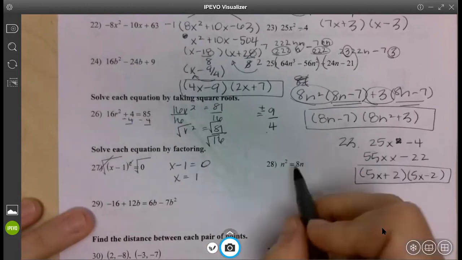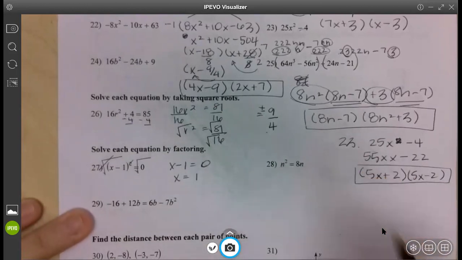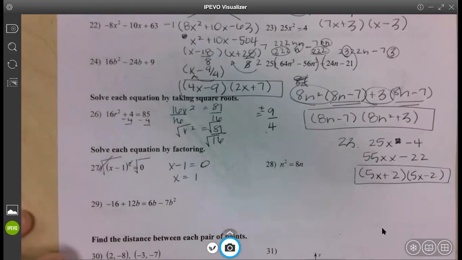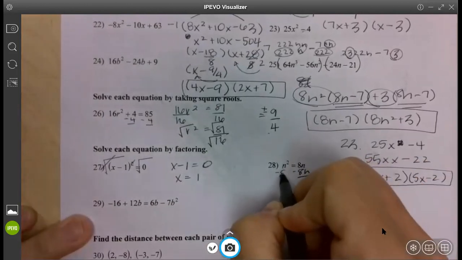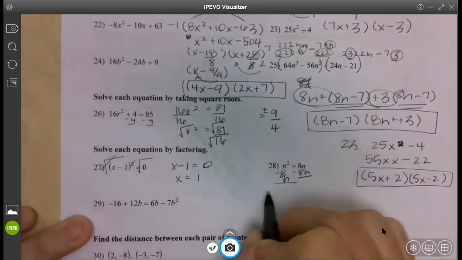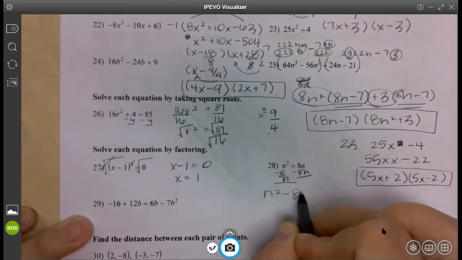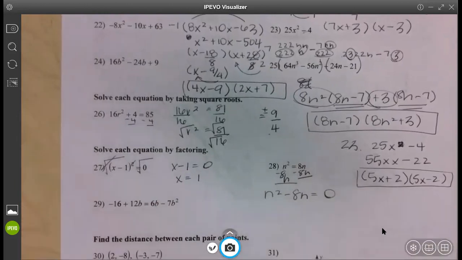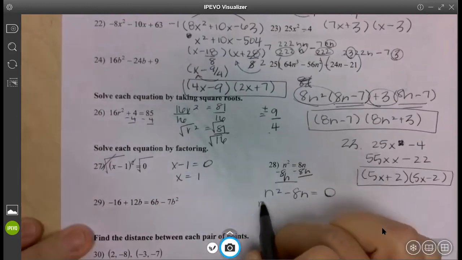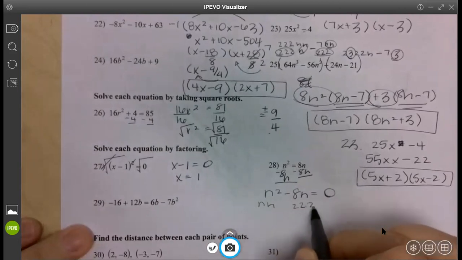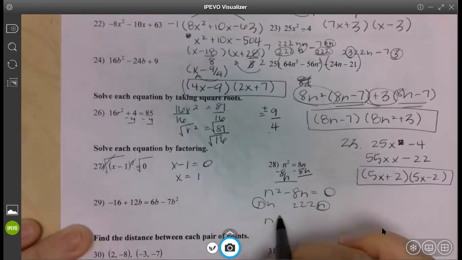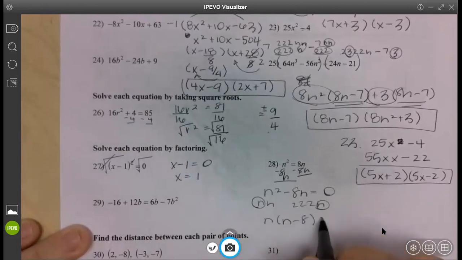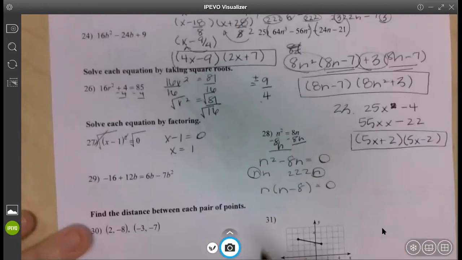Now for 28, when it has n squared and n, you want to get it equal to 0, factor, and solve. The way I get it equal to 0 is I move that single term over. So I get n squared minus 8n equals 0. Two terms is either GCF or pairs and share. So I'm going to write it out. This one is just going to be GCF of n. And then we solve both.